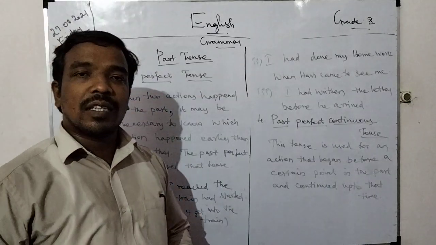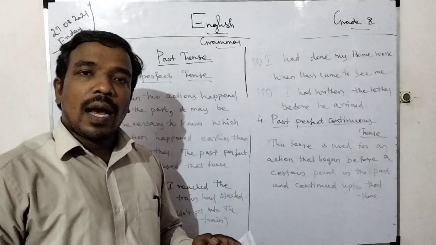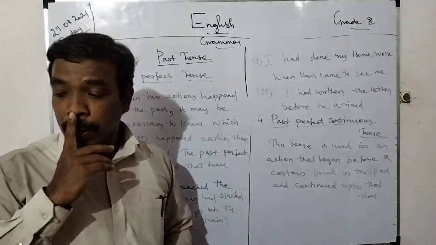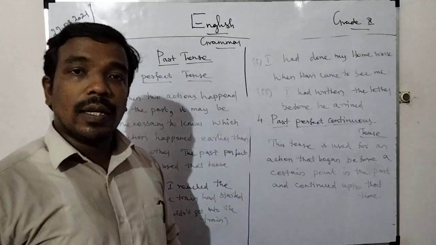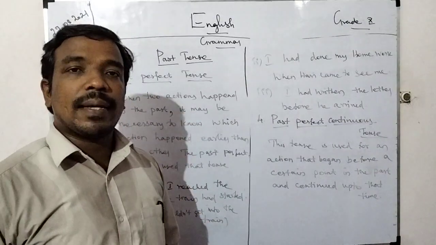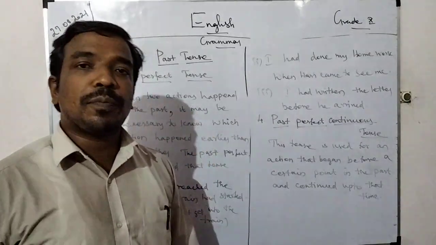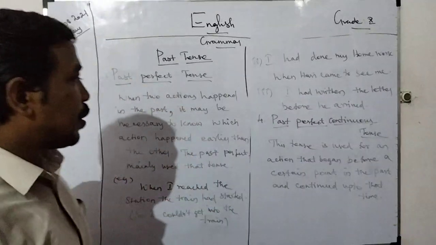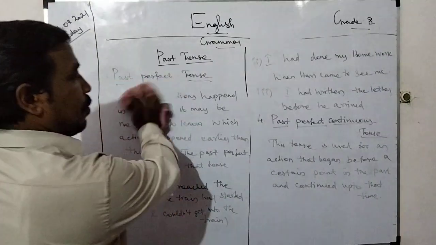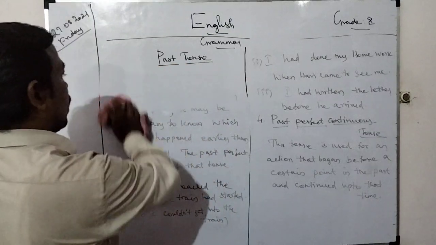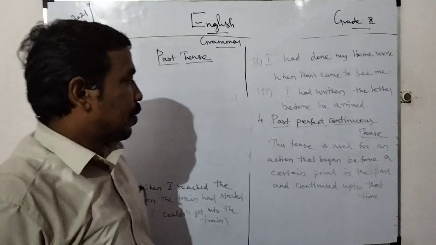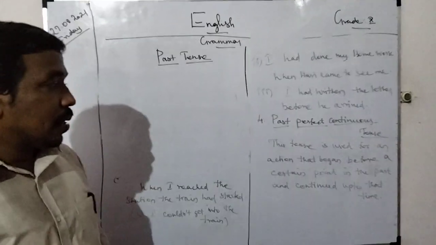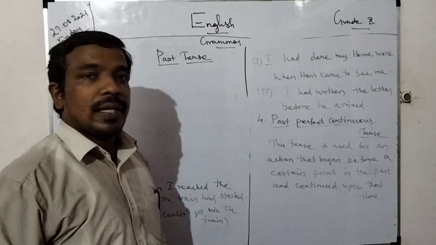It started in the past and ended in the past itself. But the present perfect continuous is not like that. It started in the past and is continuing up to the present moment. But the past perfect continuous is not like that. It is for an action that began before a certain point in the past and continued up to that time.